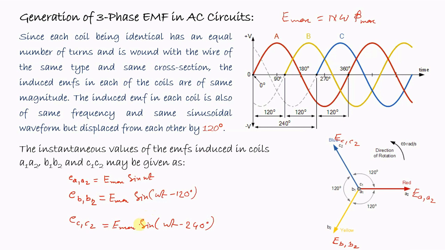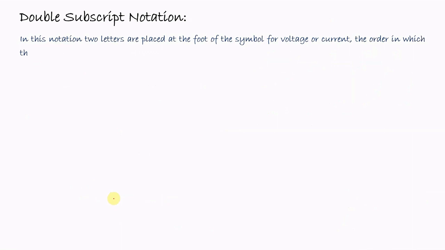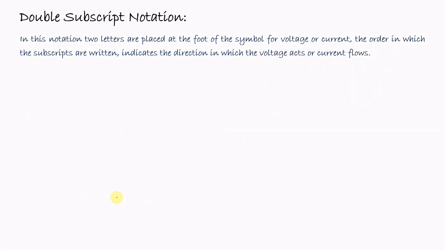Now here we have seen that the EMFs are represented as E A1 A2, E B1 B2 or E C1 C2. This is considered as the double subscript notation. So let's see what the double subscript notation is. Here the two letters are placed at the foot of the symbol for voltage or current, and the order in which the subscripts are written indicates the direction in which the voltage acts or the current flows.